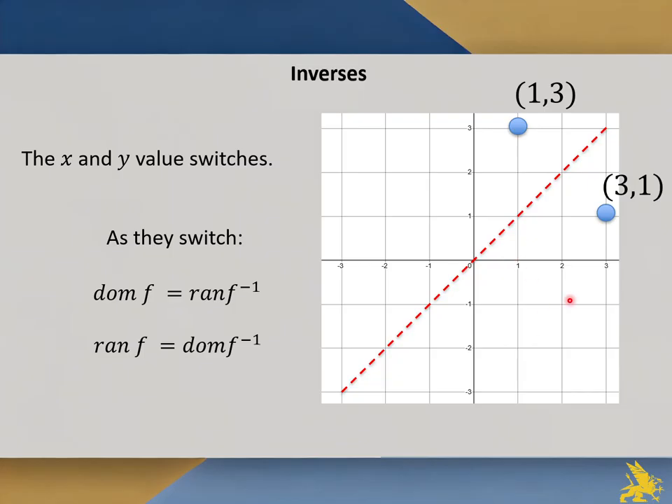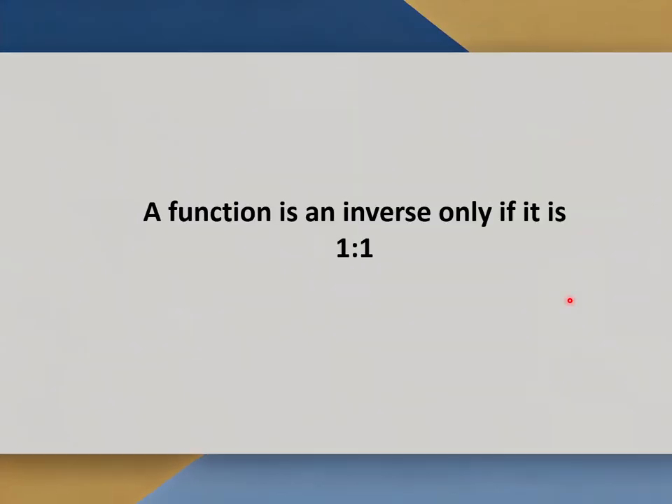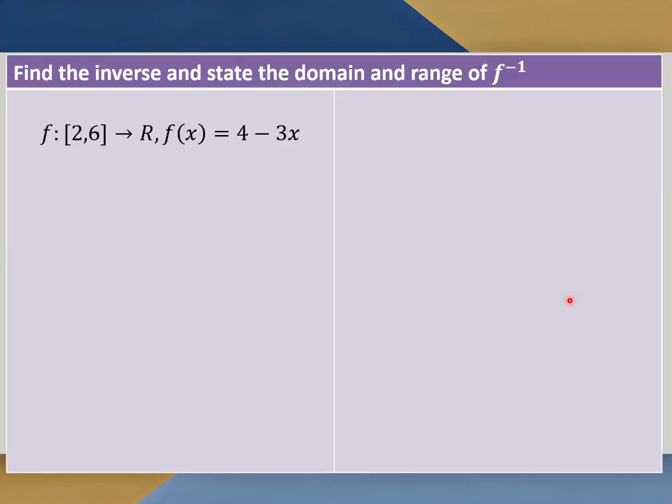Now, one key thing that we must understand about an inverse is a function has an inverse only if it is one-to-one. So let's look at some examples here. We've got: find the inverse and state the domain and range of the inverse. So an inverse will only occur if it's a one-to-one function. This is linear, which means it will always be a one-to-one function.